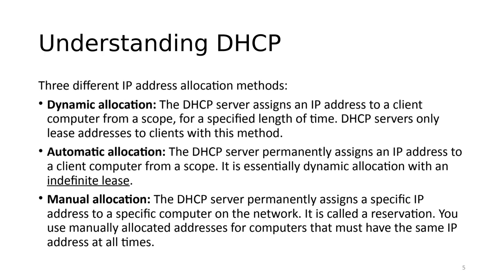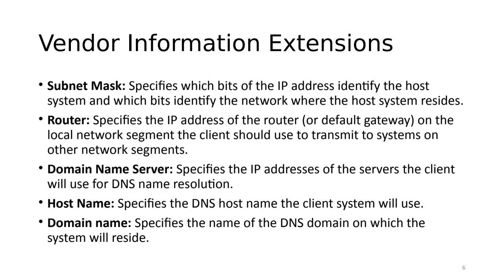Then we have manual allocation. The DHCP server permanently assigns a specified IP address to a specific computer in the network, and this is called a reservation. You use manually allocated addresses for computers that must have the same IP address all the time, maybe like your Exchange server or your web server. Unlimited lease time.